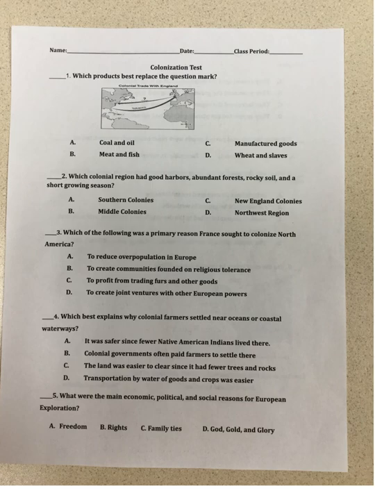Question number 1. Which products best replace the question mark? If you look at the picture, colonial trade with England, you have one arrow with tobacco facing Europe. Then you have an arrow facing the colonies with a question mark. Your answer choices are A, coal and oil, B, meat and fish, C, manufactured goods, or D, wheat and slaves.